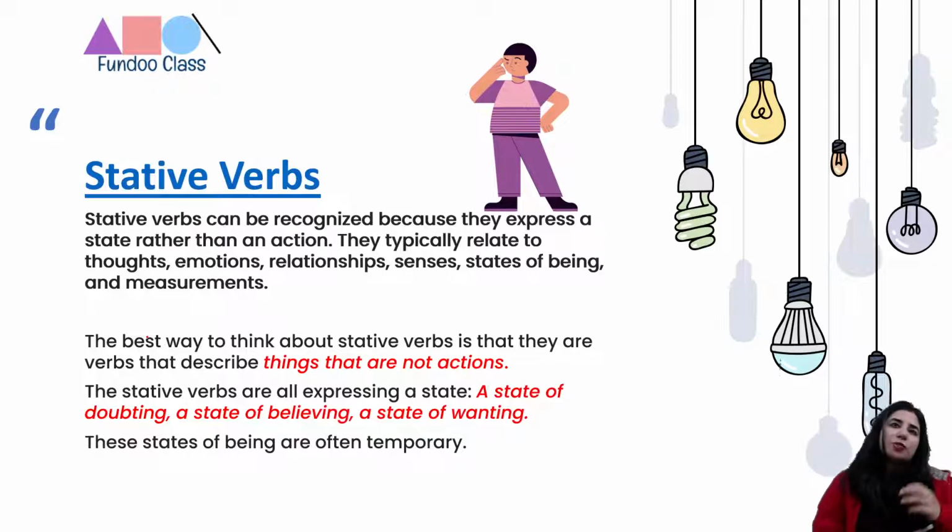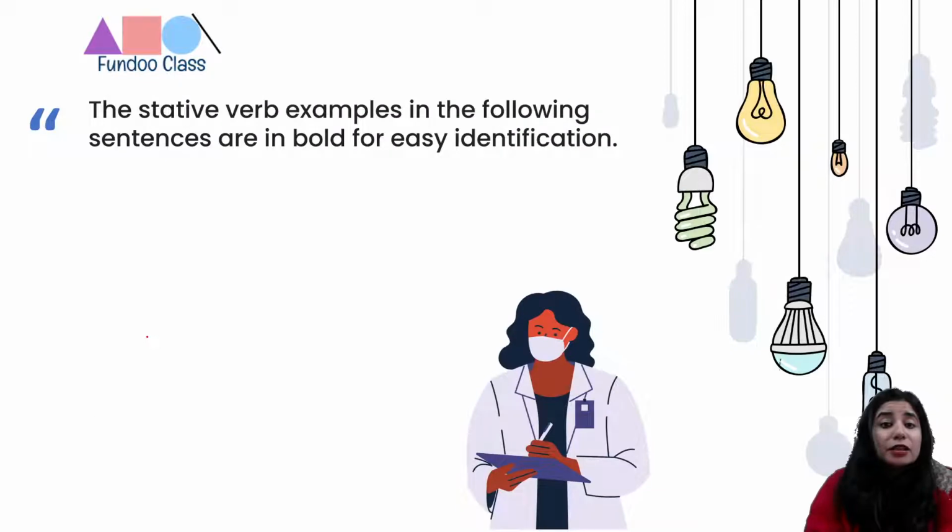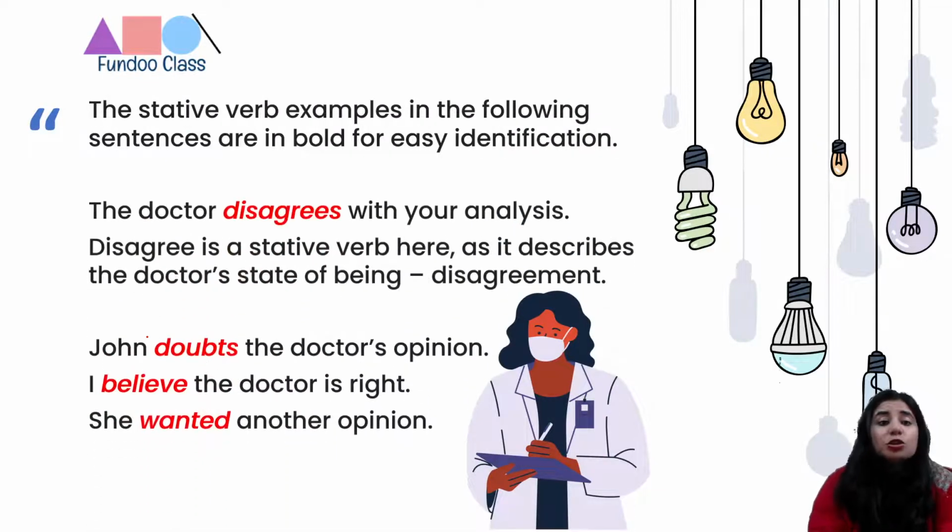So there can be an expression of doubting, an expression of believing, or a state of wanting, and these states are usually temporary in nature, right? These states are not permanent. Let's learn some examples to get the concept better. So the doctor disagrees with your analysis, right? So it's a stative verb. It is the state of being. So what is the state of being of the doctor? He is disagreeing, right?